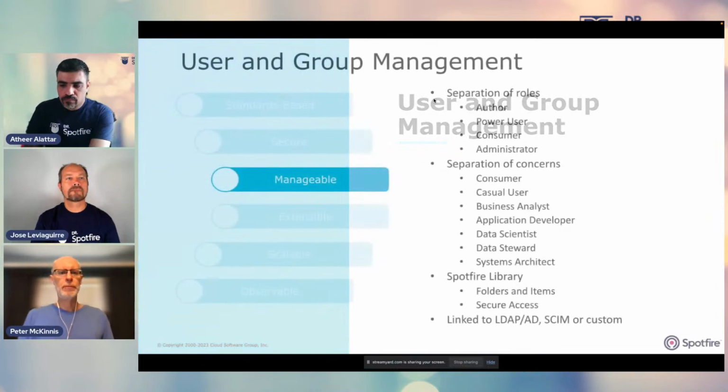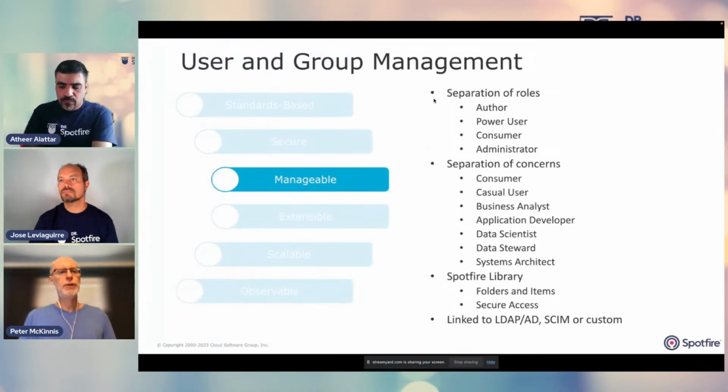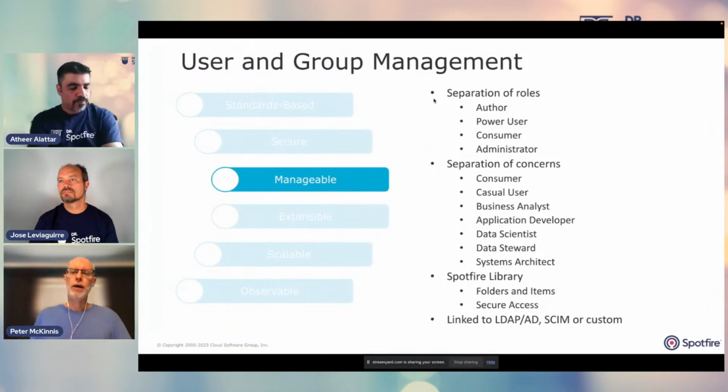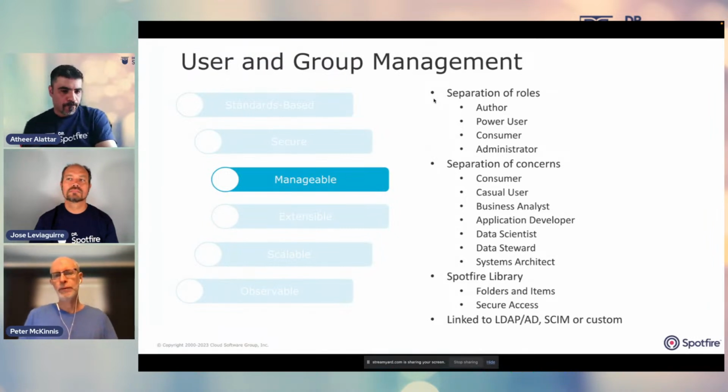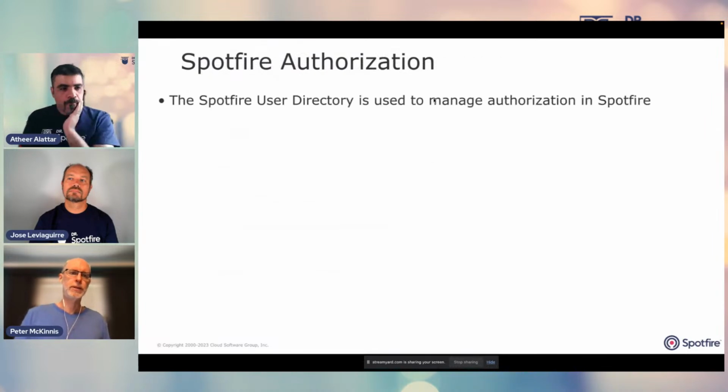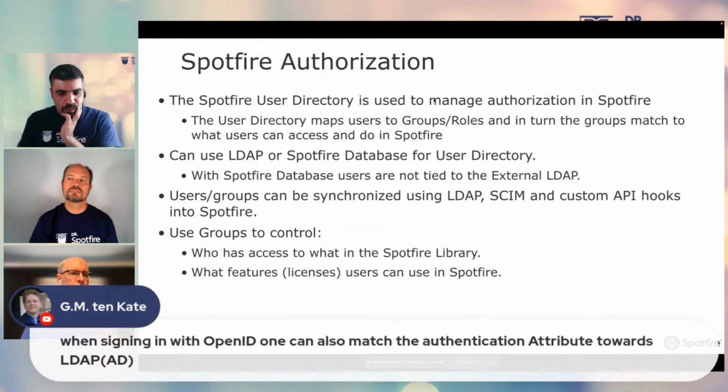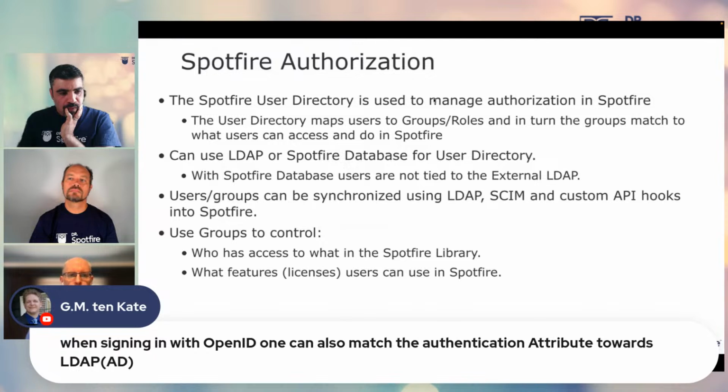So we're going to user and group management. Within user and group management, you can separate roles via groups, and separate what a user can do and what they should be doing in the environment. In the Spotfire library, you can govern who has access to what. And you can link these externally to Active Directory, LDAP, or custom systems. So Spotfire authorization is handled by the user directory.